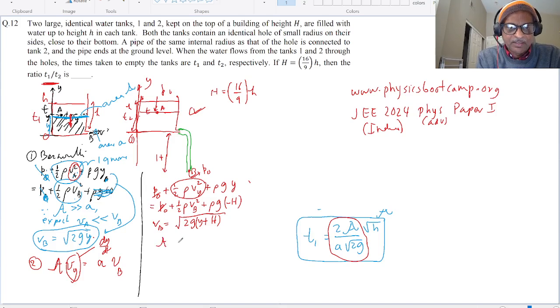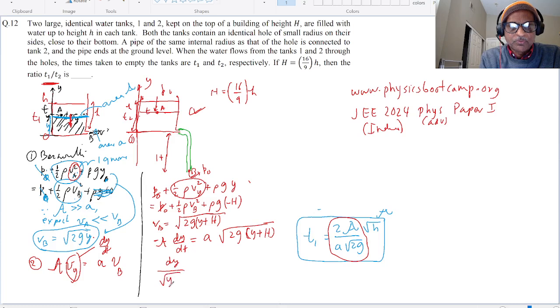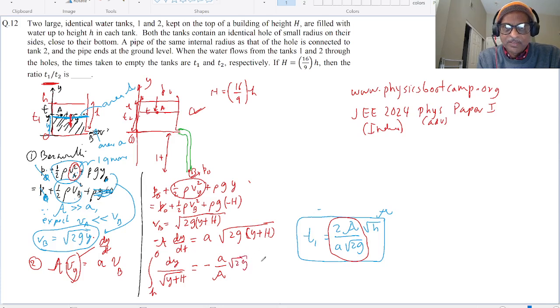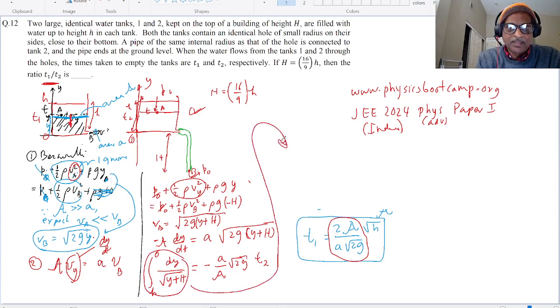It's going to be area A dy/dt, minus A dy/dt, will be equal to script A square root of 2g(y plus h). And so here the integration will be dy over square root of y plus h. And again, I'm going to go from h to 0 for the emptying of the tank. And the other side will be minus A over script A square root of 2g, exactly the same thing as before, t2. So these are the integrals I have to do, okay? And if you had everything from before, you would have done it. Let me pause and do the integral again.